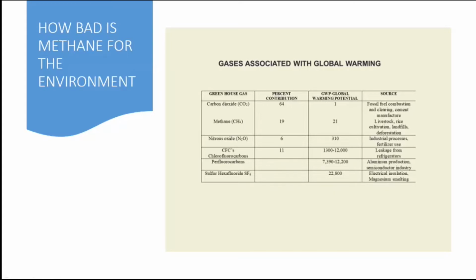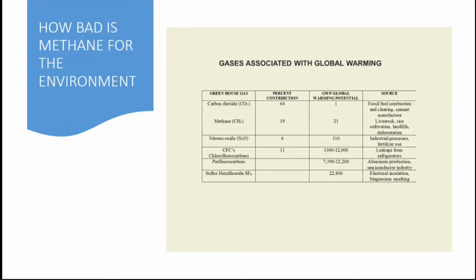Then we have nitrous oxide, which is also called laughing gas. It's one of the NOxes, and NOx is one of the oxides of nitrogen that we deal with, and that has 310 times the global warming capacity. Then we have the CFCs, and this is the main one, the chlorofluorocarbons, which have been known to destroy the ozone layer by taking away the chlorine, and that takes away an oxygen. And I should speak about that possibly sometime.